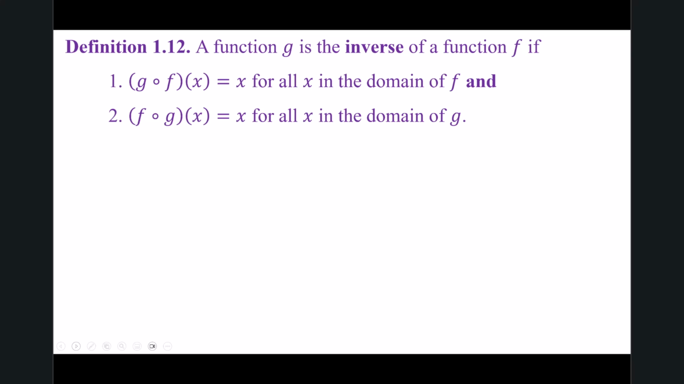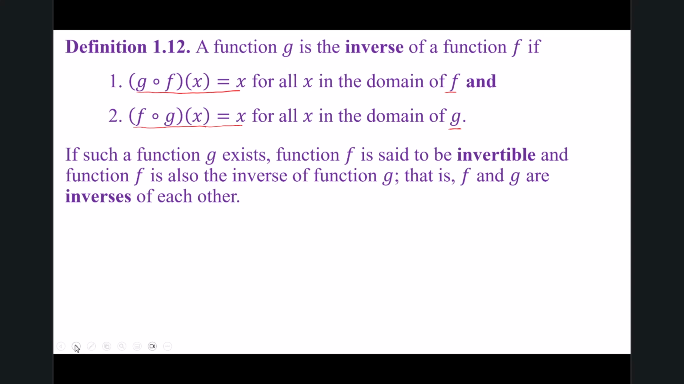A function g is the inverse of a function f if g of f of x equals x for all x in the domain of f, and f of g of x equals x for all x in the domain of g. So if the composition, both directions, of g of f of x and f of g of x both equal x, then f and g are inverses.